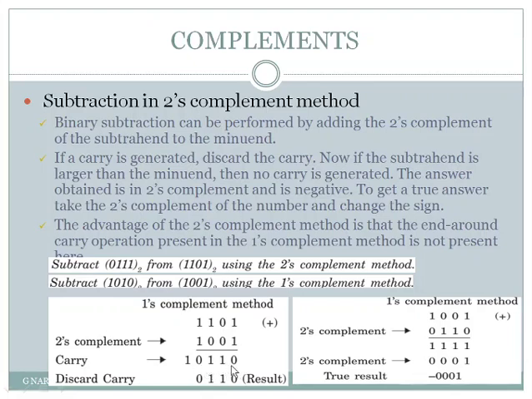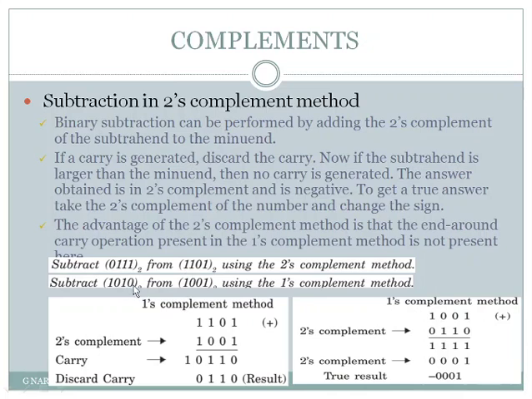So 0110 is the result after discarding the carry which is generated. And we look at one more example. We subtract 1010 from 1001 using the two's complement method. And here you can see 1001 is the minuend and the subtrahend is 1010.